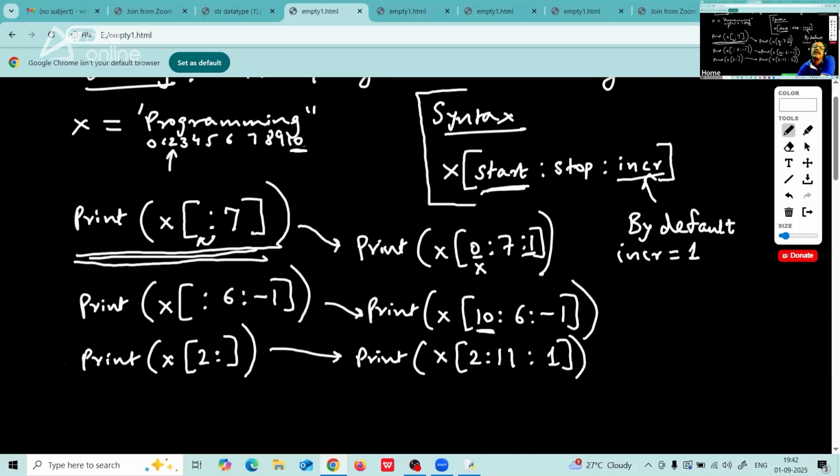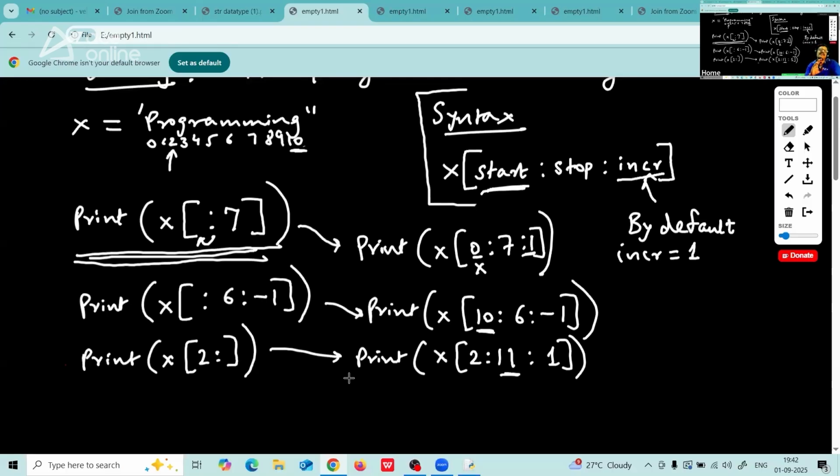I hope you are understanding. If I write 2 colon 10, then the 10th index won't be included. So slicing will end at n minus 1. But I wanted to continue till the end, isn't it? That's why I have not given the stop. You can see how difficult it is to give stop.